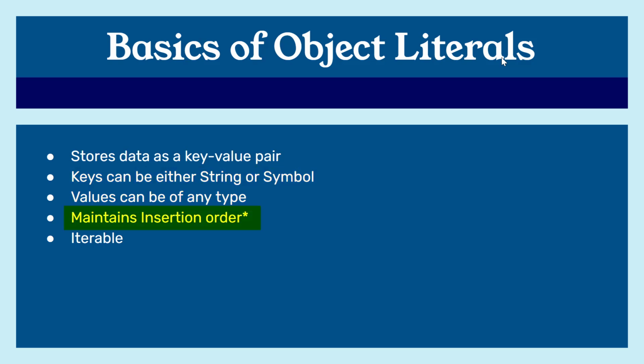Object literals maintain insertion order, but it is a little tricky. That's why I have put an asterisk on this statement. And obviously object literals are also iterable. That means we can iterate objects using keys, values, or as a pair. Now let's understand object literals with examples.